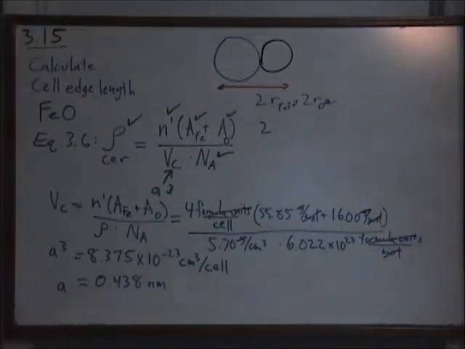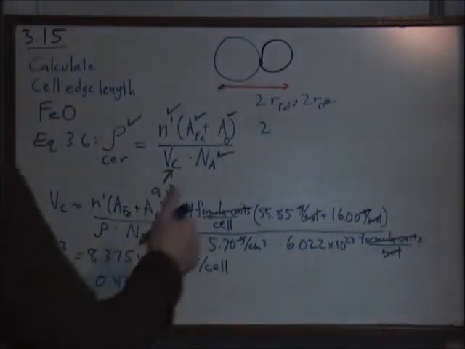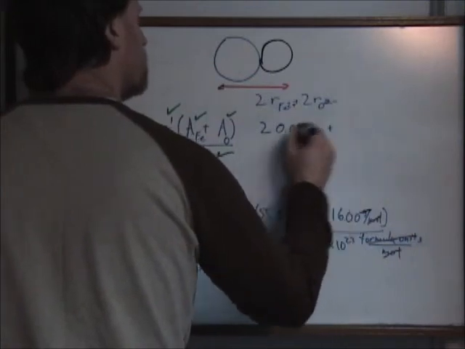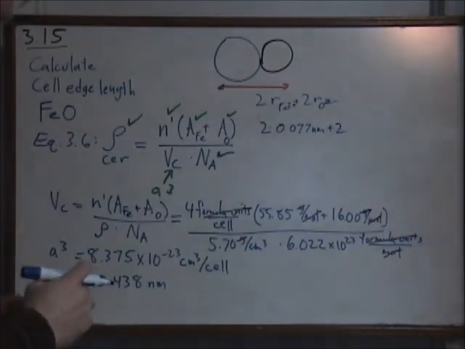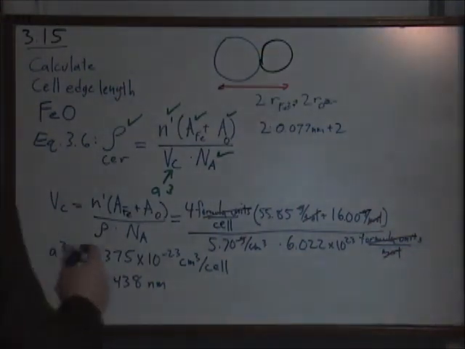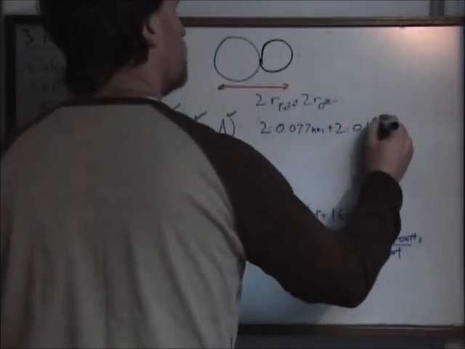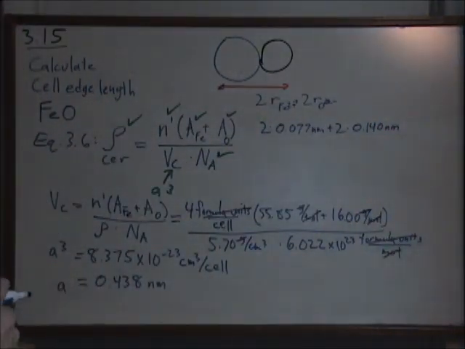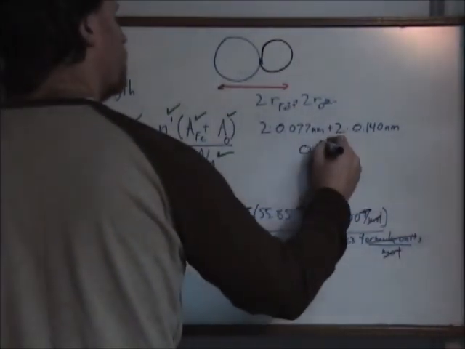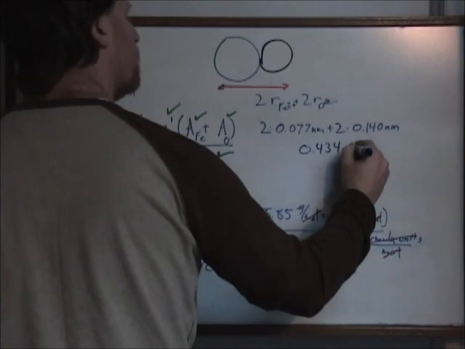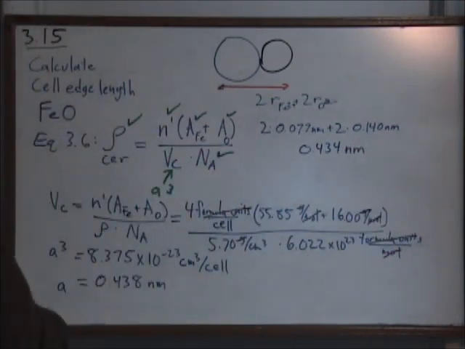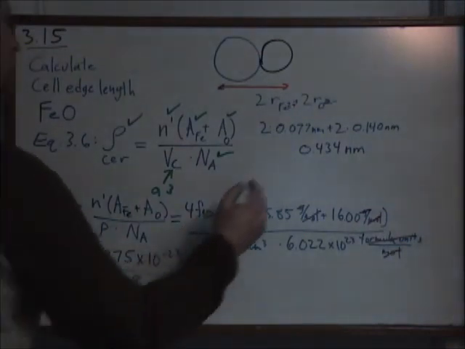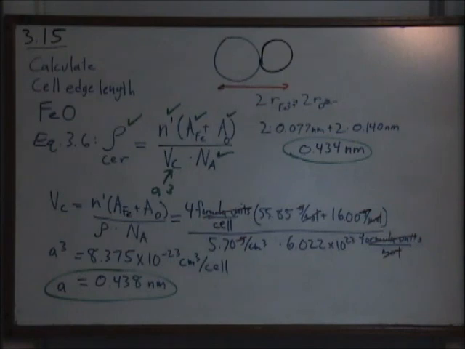We have 2 times 0.077 nanometers plus 2 times 0.140 nanometers. We end up with 0.434 nanometers, which is actually quite consistent with that calculation.